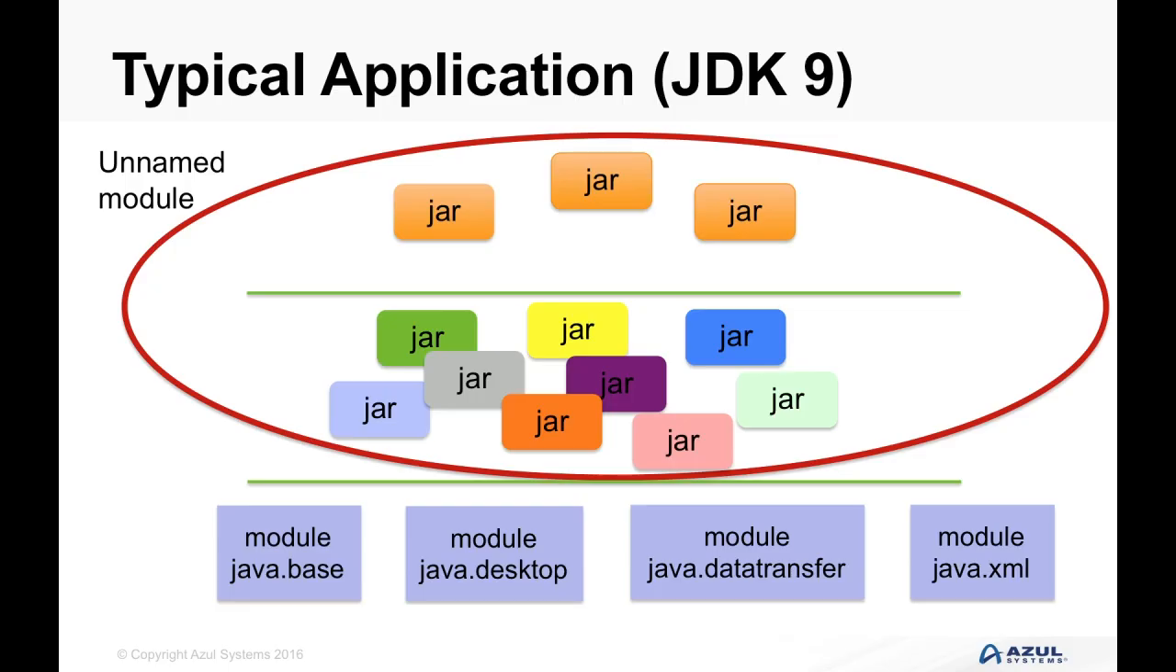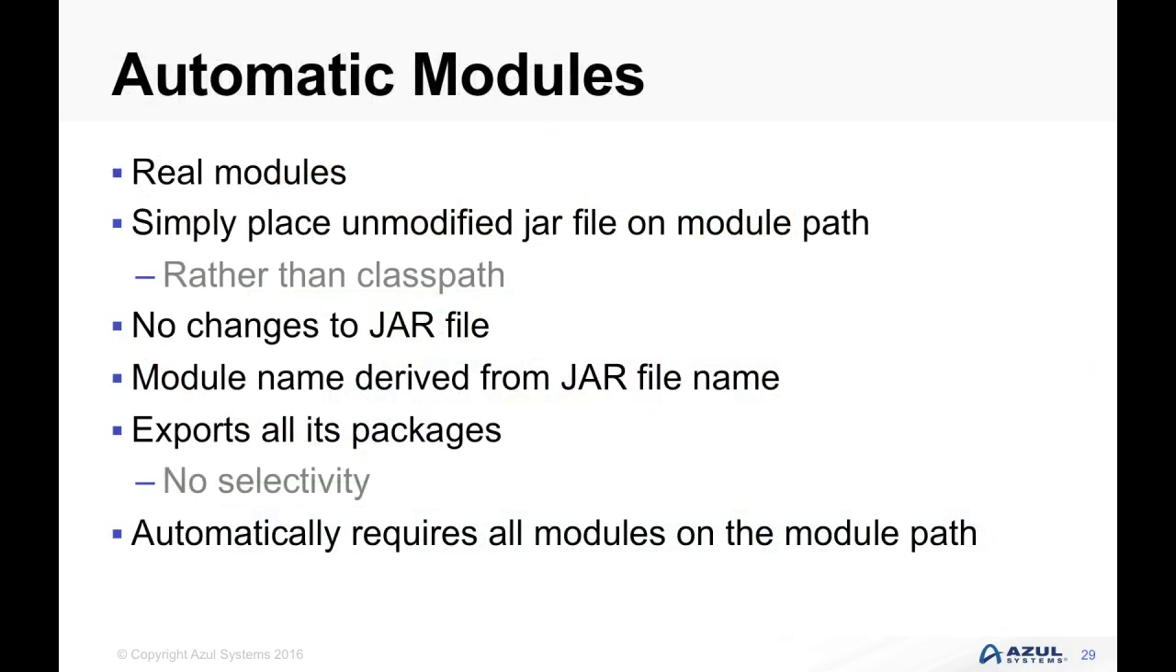The other thing you can do is deal with what are called automatic modules. At the moment, if you specify a jar file on the class path, it goes into the unnamed module. There's another path, which is the module path, where you can specify where modules come from. If you take a jar file that hasn't been modified and you put it on the module path, then that will become an automatic module.